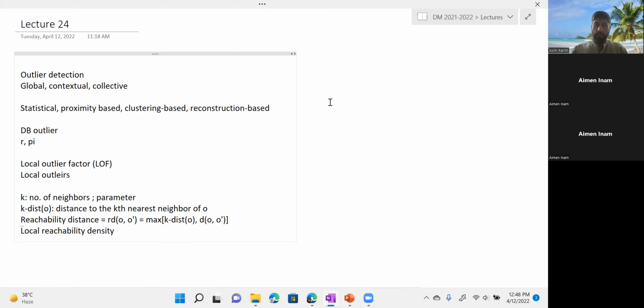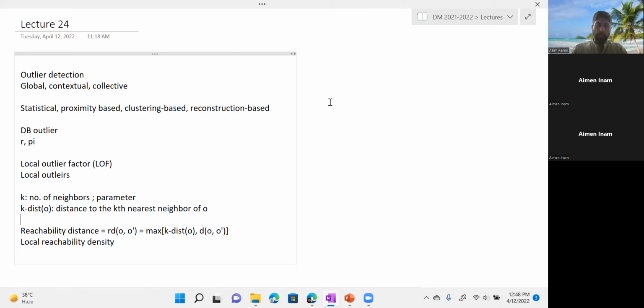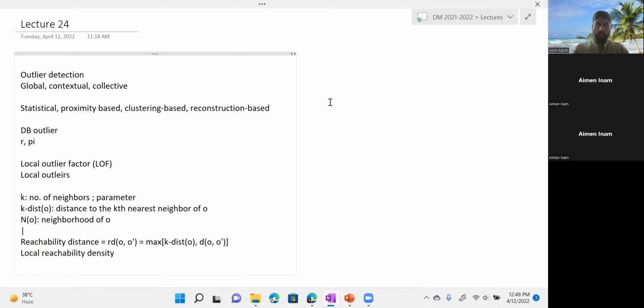So then this distance is actually used to compute density. So local reachability density of O. There is another thing that we want to define. So we also define the neighborhood of O as N(O). So this is a set of points in that neighborhood. Okay? And another thing that we need to consider is that |N(O)| may be greater than or equal to K.